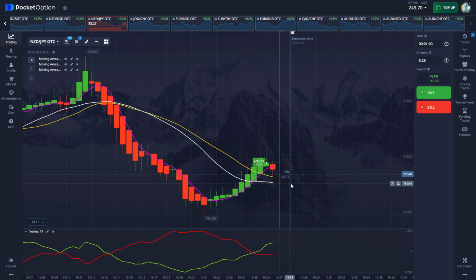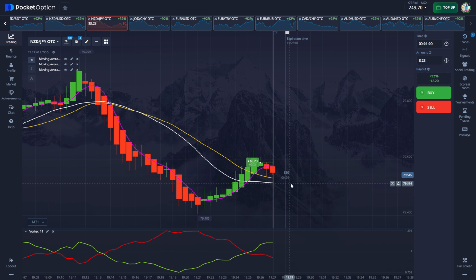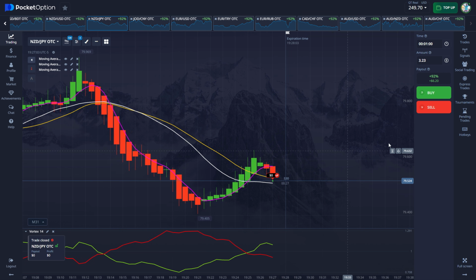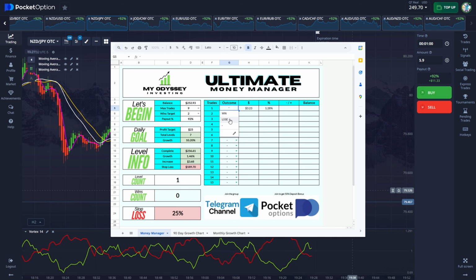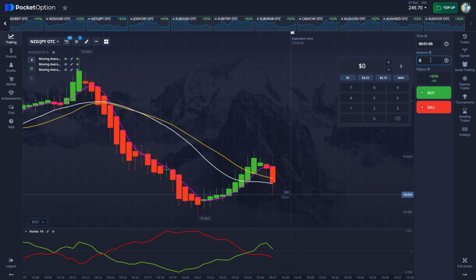So we'll just give this a second, and this looks like we have 5, 4, 3, 2, 1, and this is going to be a loss. That's okay. So we are going to go to the Ultimate Money Manager. All right, so we have a loss. So 590 is what we're going to enter inside of Pocket Option. So we enter 590.